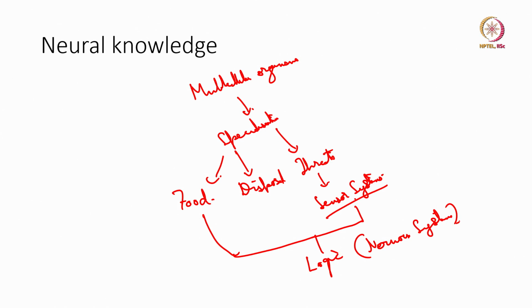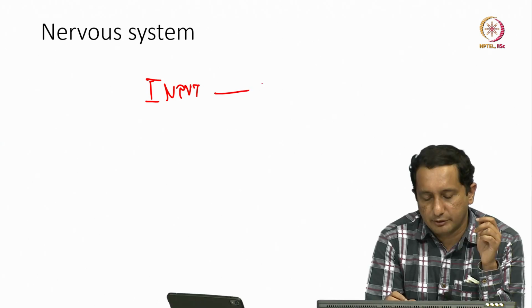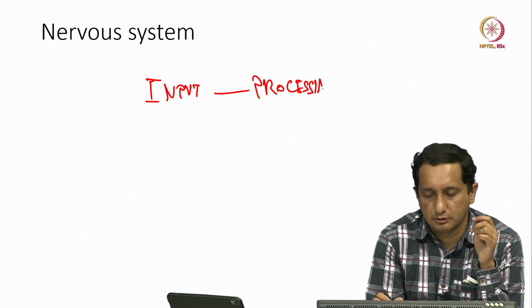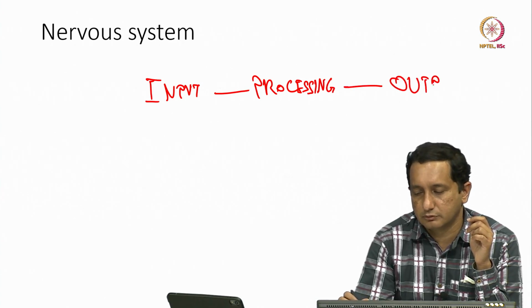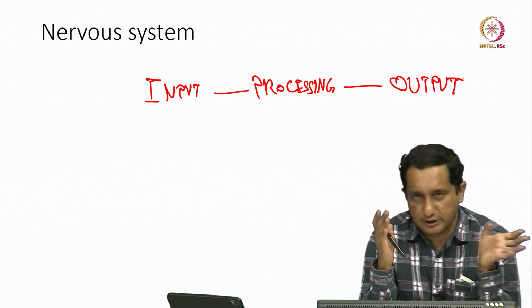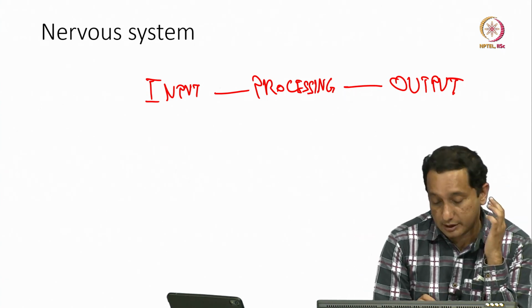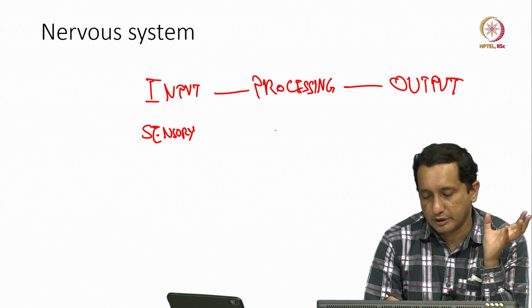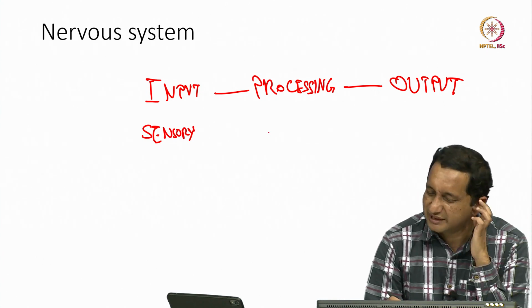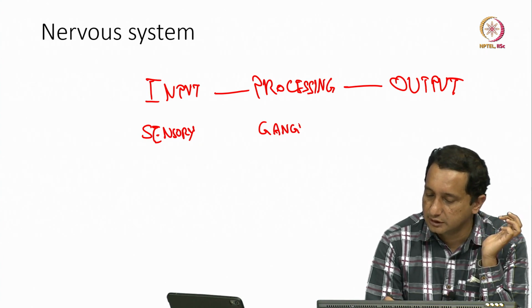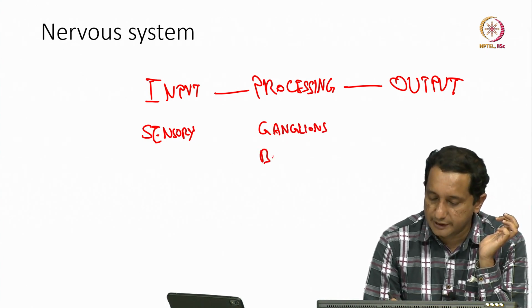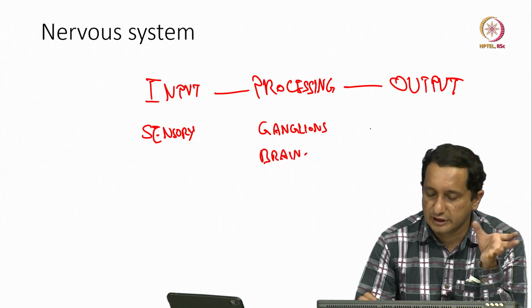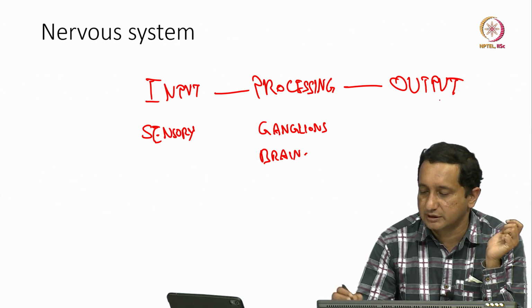Okay. If we compare the nervous system with a conventional computing system, you have input, then you have processing, and then you have output. If you look at the nervous system terminologies, we would call input the sensory system. Then you have processing, which is called by various terms. You have ganglions, and then you have the brain. Of course, we will discuss that in greater detail, and then the output or the effector systems.